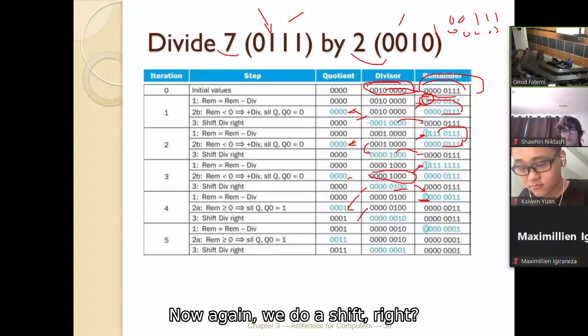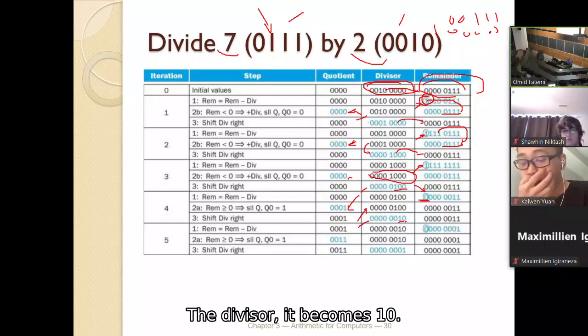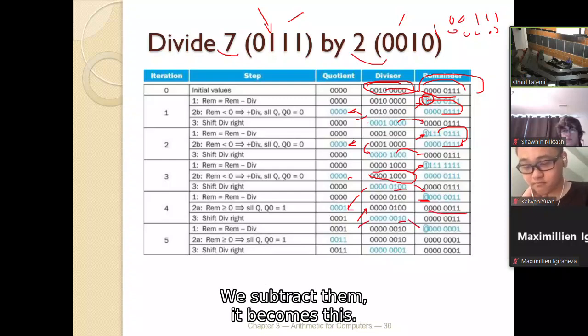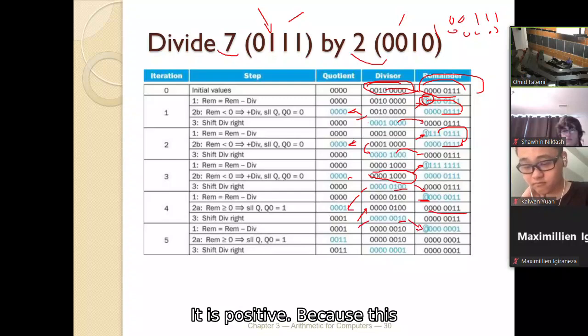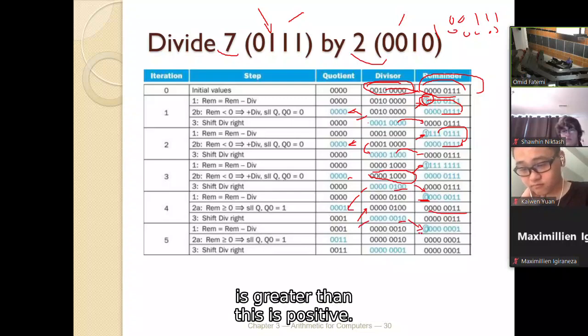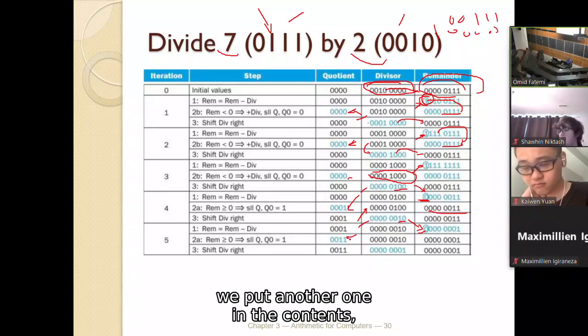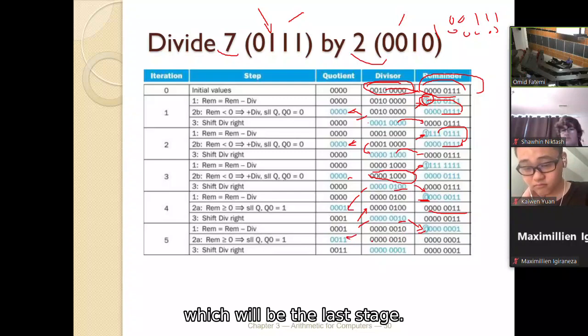Now again, we do a shift right for the divisor. So it becomes 1, 0. So it is 1, 0, and the dividend is 1, 1, we subtract them, it becomes this, and it is positive, because this is greater than this. So we keep it, we put another 1 in the quotient, and then we go for the next stage, which will be the last stage.